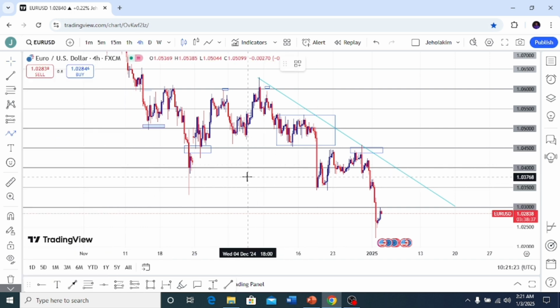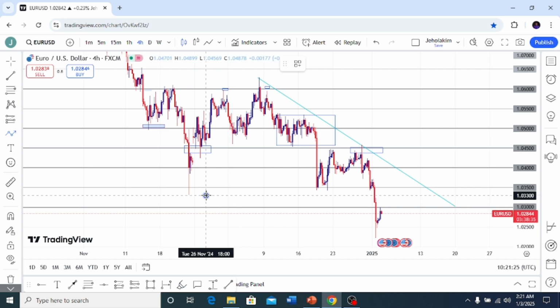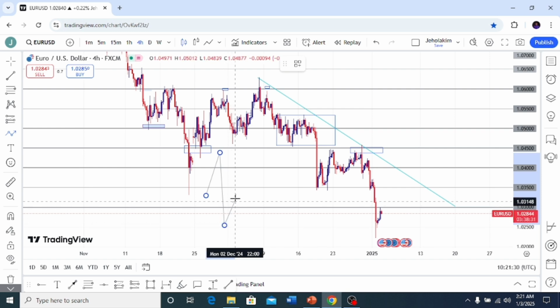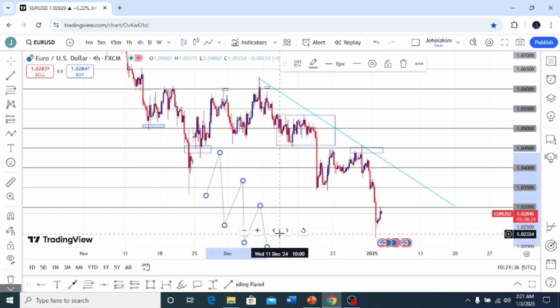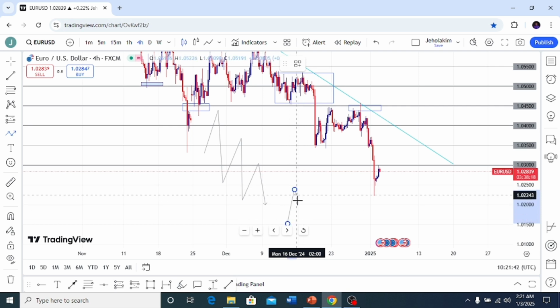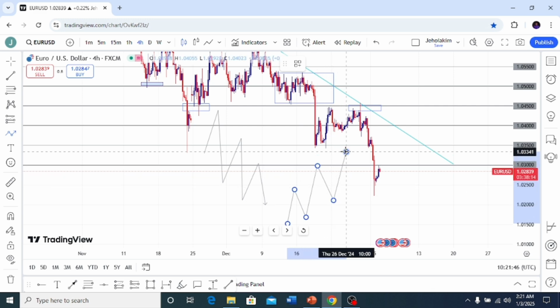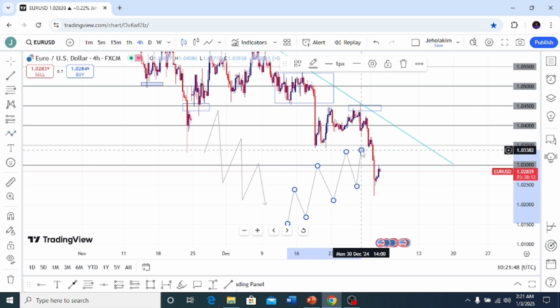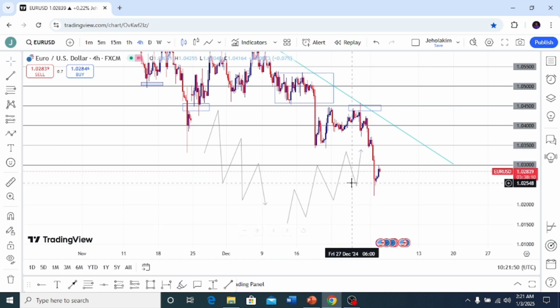Now look at this. When the market is trending in a downtrend, it will give a higher high, higher low, higher low, lower low, higher low, lower low. So this is a bearish market movement. When the market is moving in an uptrend, it gives you a higher high, higher low, higher high, higher low, higher high, higher low, higher high. So this is how we determine trends with this kind of movement.